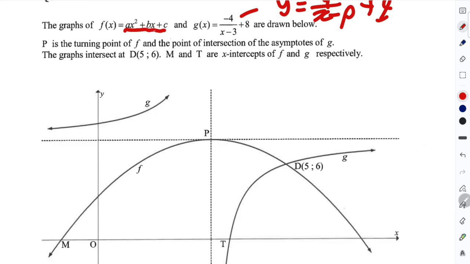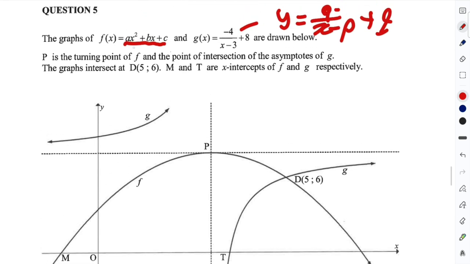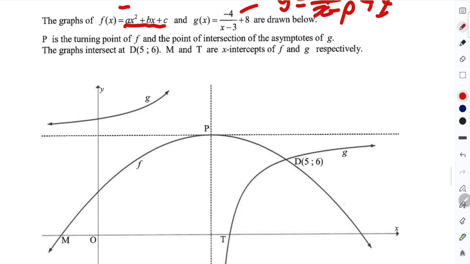Ax squared plus bx plus c. Looking at my graph, it's facing down, so before I even attempt, I'm expecting the value of a to be negative. Why am I expecting it to be negative? Because it's facing downwards. If it was facing upwards, I would have expected a to be positive, but now it's facing downwards, so I'm expecting it to be negative.